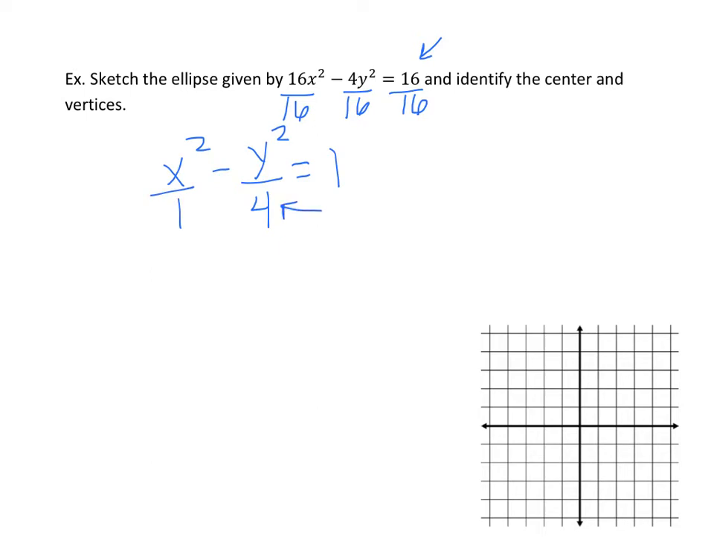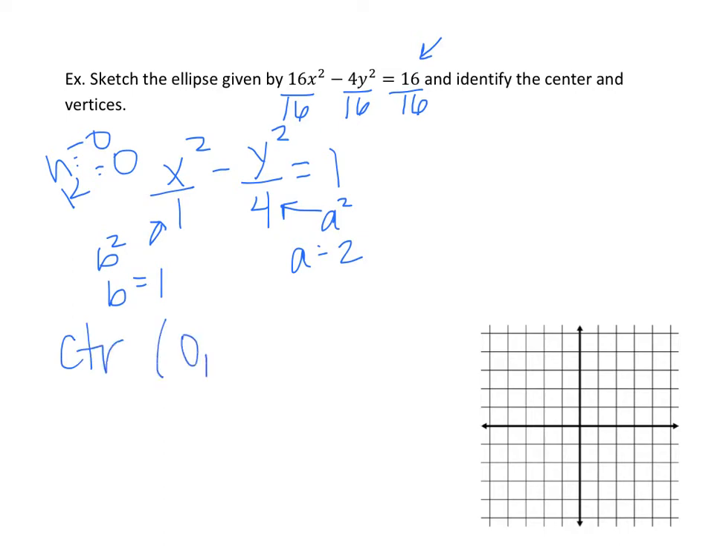This has to be our a squared, so a is going to be 2. This has to be our b squared, so b is 1. We can see since x squared and y squared are by themselves, h is 0, k is also 0. So my center is at 0, 0.